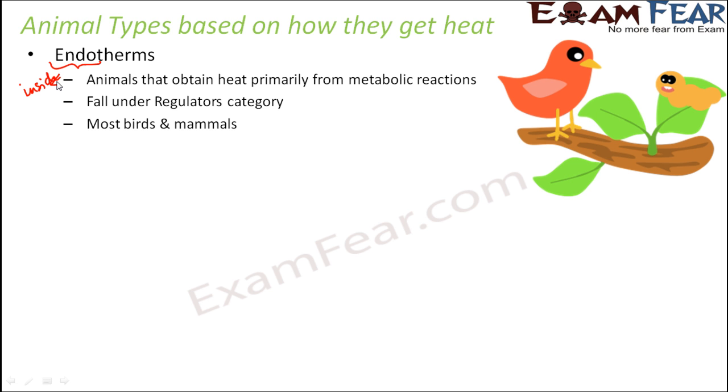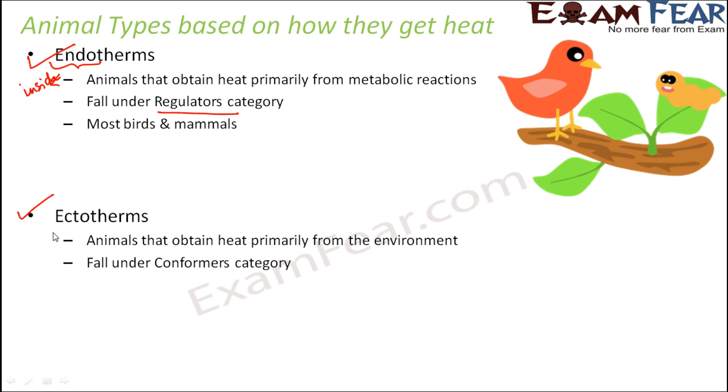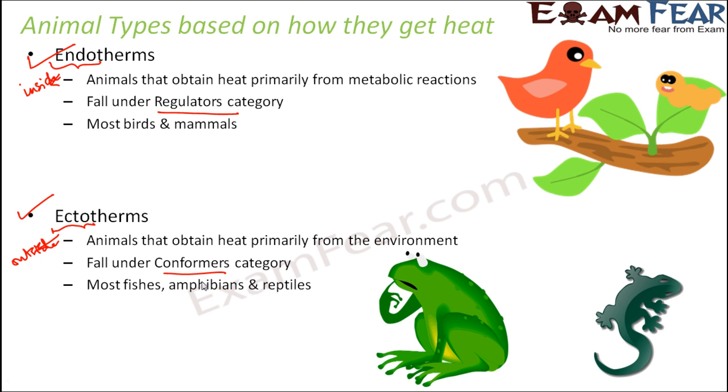So this will again fall under the category of regulators because they undergo the metabolic reactions within their body. So they are spending energy for the metabolic activities. So they are regulators. Whereas the other animal types are called ectotherms. Ecto would mean outside. So these animals obtain heat from outside, that is from the external environment. So they fall under the conformers category. Most of the birds and mammals fall under endotherms, whereas fishes, amphibians and reptiles fall under the category of ectotherms.